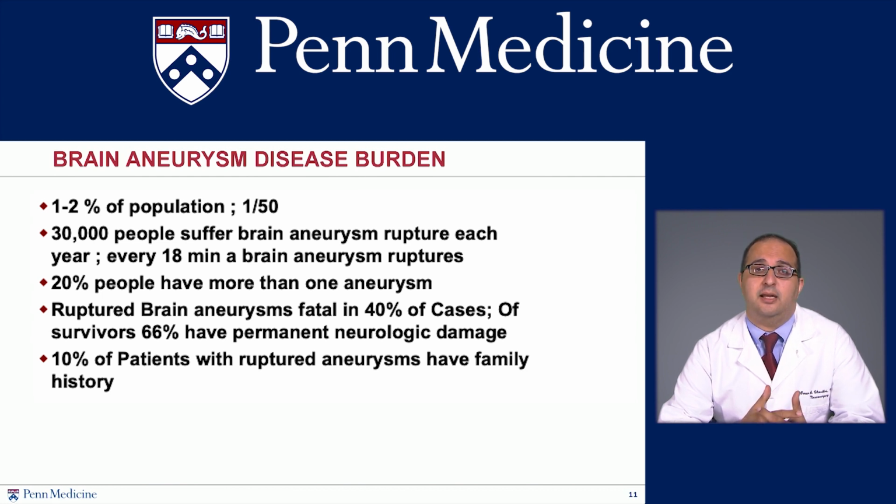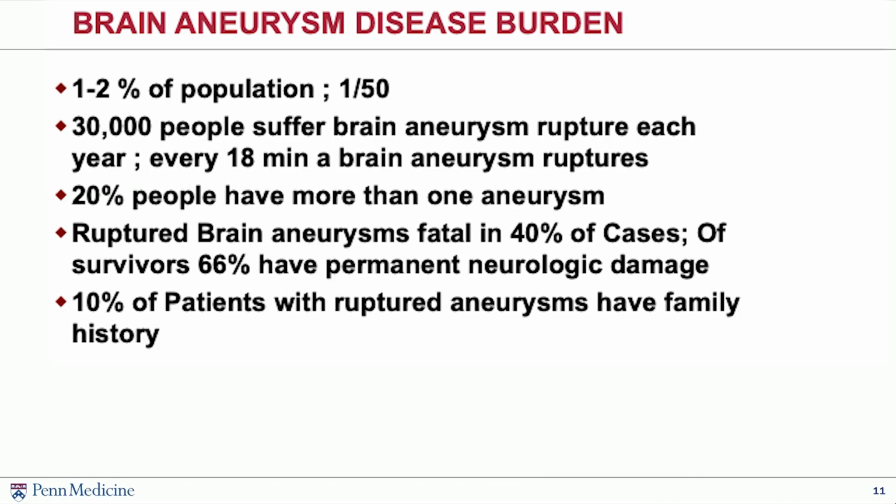The fact is that around 2% of the population walks around with brain aneurysms, which is considered like 1 in 50 in the population. Some autopsy studies have shown a higher prevalence, up to 5%, but the 2% is generally accepted prevalence in terms of how many people in the population usually have brain aneurysms. And the fact is that the aneurysms rupture fairly frequently, every 18 minutes. 30,000 people in the United States suffer a brain aneurysm rupture every year.